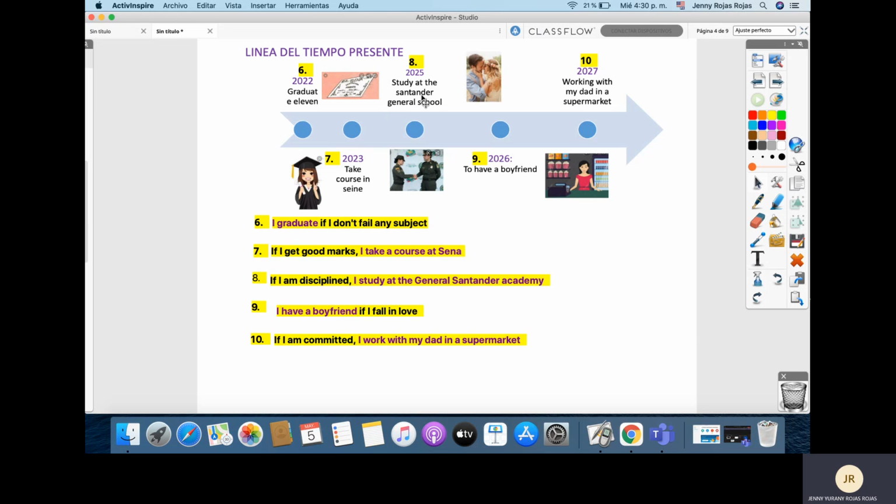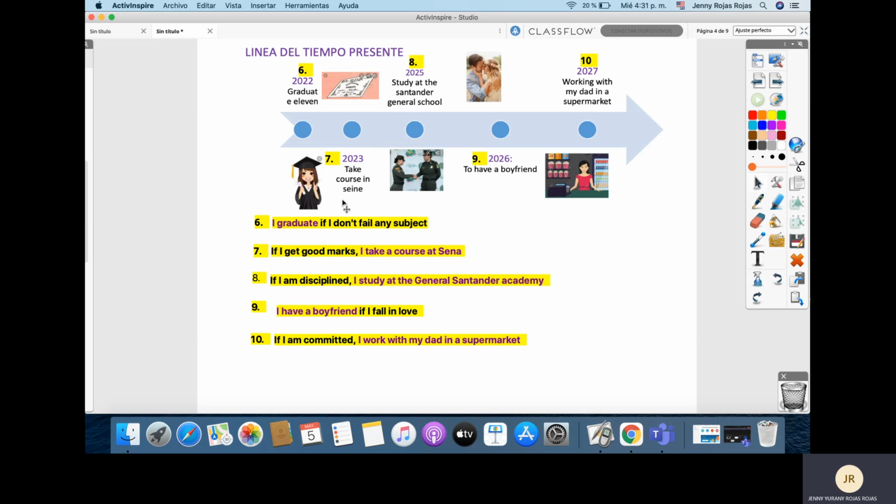8, study at the Santander General School. If I am disciplined, be careful, I'm using verb to be here, but in the present simple tense. If I am disciplined, I study at the General Santander Academy, okay? 9, to have a boyfriend. I have a boyfriend if I fall in love. Entonces, tengo novio, sí, me enamoro. 10, working with my dad in a supermarket. If I am committed, I work with my dad in a supermarket. Entonces aquí es, si yo soy responsable, ¿sí? Si soy disciplinada, entonces trabajo con mi papá en el supermercado.